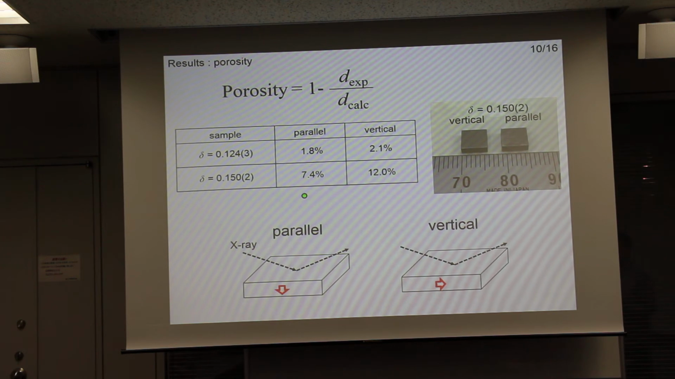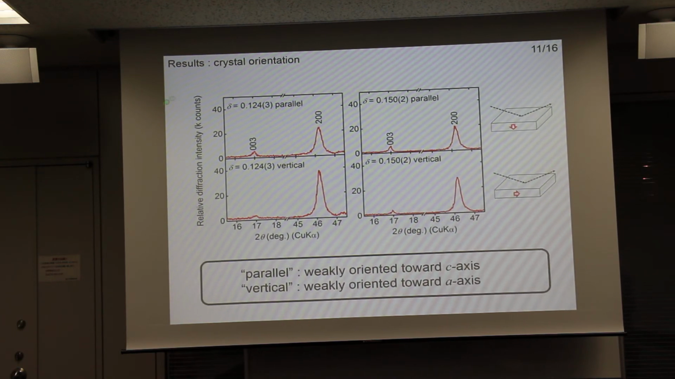Actually, there are 2 different directions according to the hot press initial pressing: vertical and parallel. I investigated the crystal orientation using 003 and 200. According to these measurements, these 2 are patterns for the 0.124 phase, with the parallel setup and vertical setup. And the right 2 figures are for the 0.150.